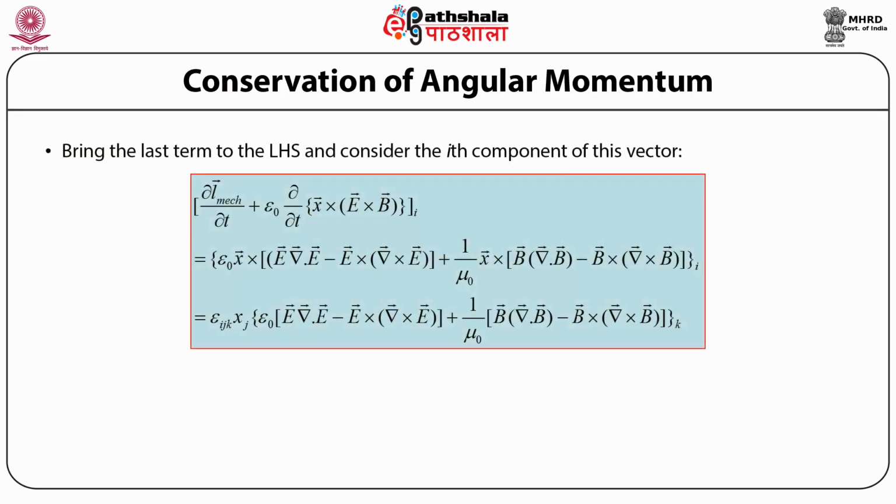Now let us look at the last term on the left hand side of the above equation and consider the ith component of this vector. That is, we try to write down this equation in terms of the ith component, with the intention that we will then convert this equation into the tensor notation.